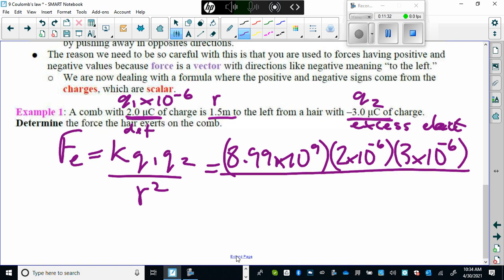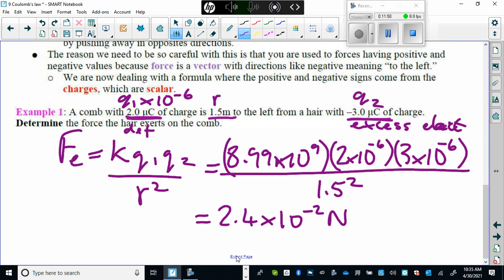And then the distance between them, it's got to be in meters. It's 1.5 meters squared. Get the answer. The answer is 2.4 times 10 to the negative 2 newtons.